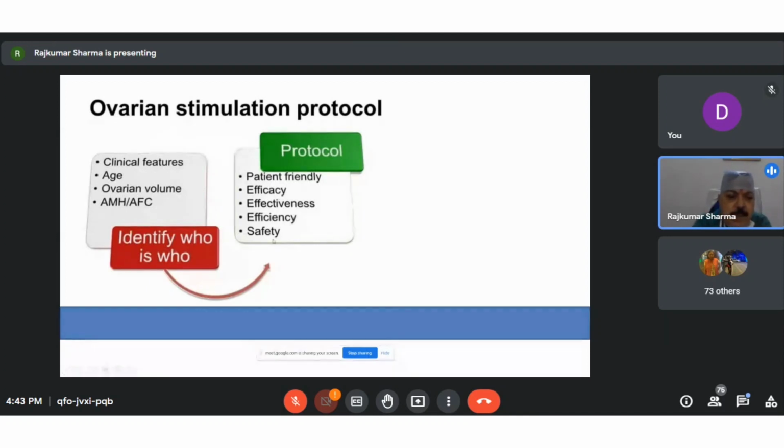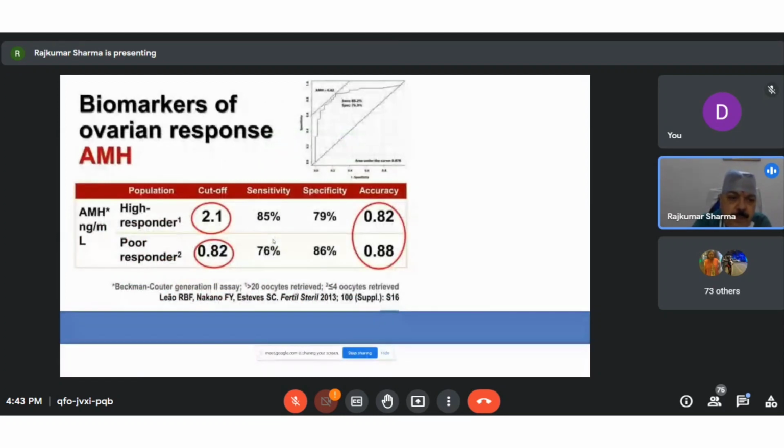Now, AMH has come up as a good ovarian response biomarker. The cutoff values: if it is more than 2.1, they will be high responders, and if it is 0.82 or lower, it will be a poor responder. However, you may have some surprises, where even with a high AMH you get a poor response, and with a poor AMH value you may get a better response. So those subgroups are different. We can discuss them whenever required.